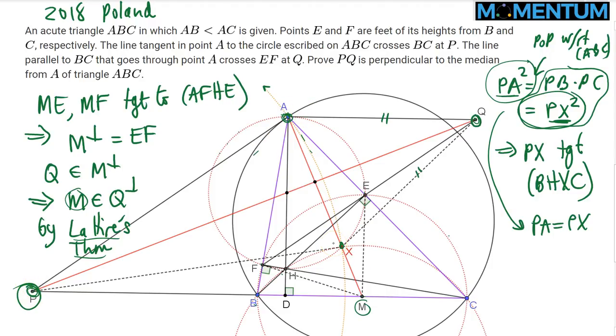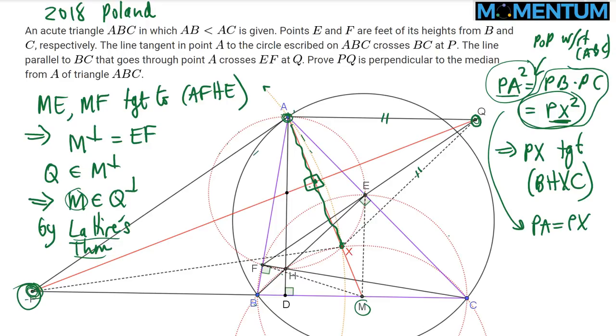So we know that AQX is isosceles and APX is isosceles, two isosceles triangles with the same base AX. Therefore, if you draw perpendiculars from P to AX and from Q to AX, they should meet at the same point, and that's it. So you have just shown that PQ is perpendicular to AX, and we are done with this result.